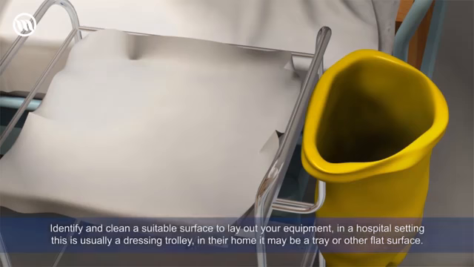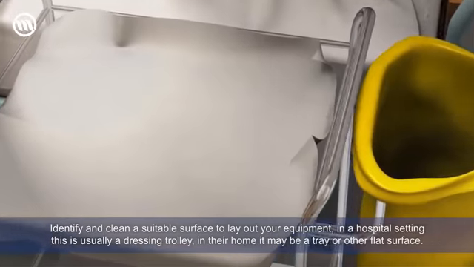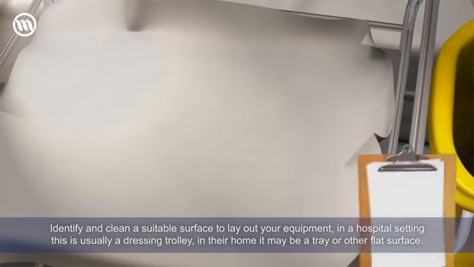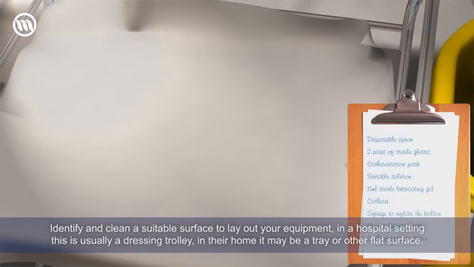Identify and clean a suitable surface to lay out your equipment. In a hospital setting, this is usually a dressing trolley. In their home, it may be a tray or other flat surface.